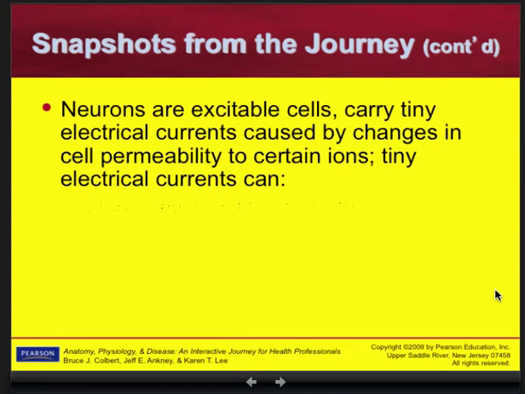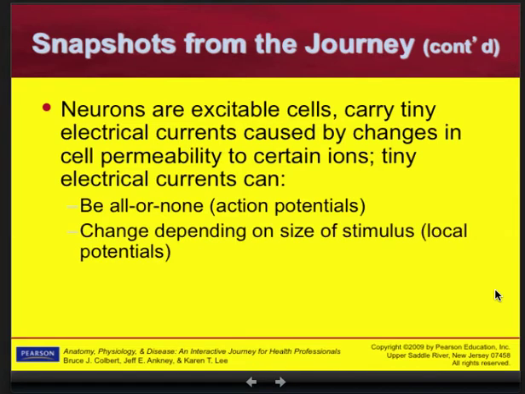These tiny electrical currents can be all or none, as in the case of action potentials, which initiate at the axon hillock and propagate all the way to the end of the axon where they reach the synaptic bouton and cause the release of neurotransmitters.